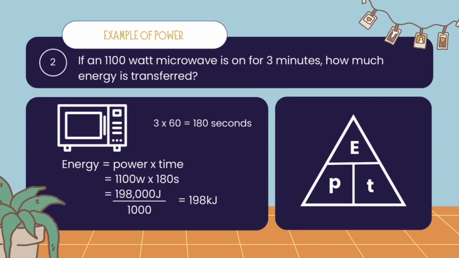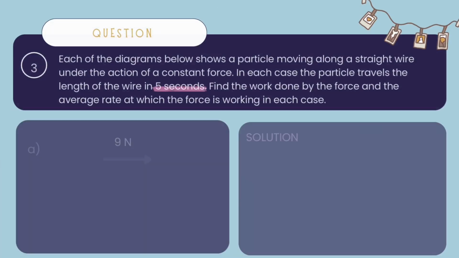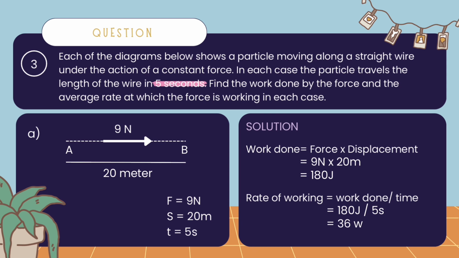And finally, we can substitute our values into the equation and do 1100 times 180 to give us 198,000 joules. And whenever we have a big number like this, we can convert it to kilojoules by dividing it by 1000. So, we will have 198 kilojoules as our result. Now we know the difference between the two power equations. Let's move to a harder question.